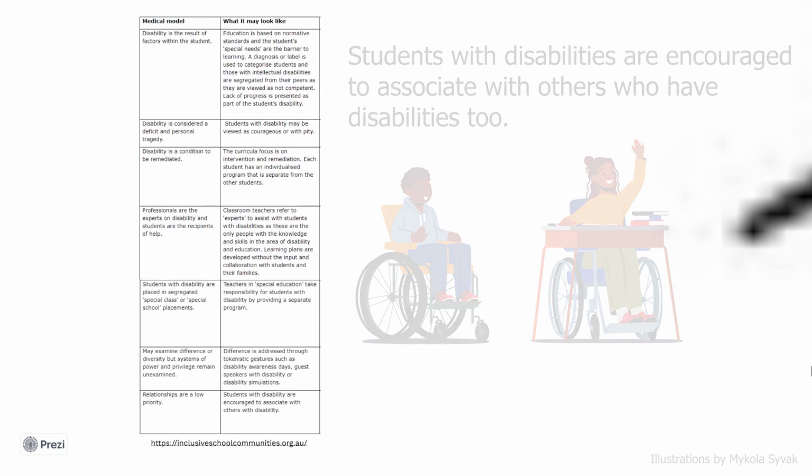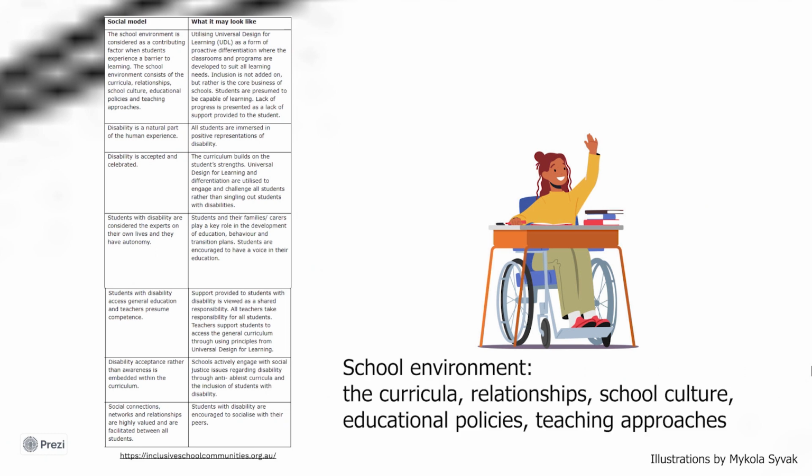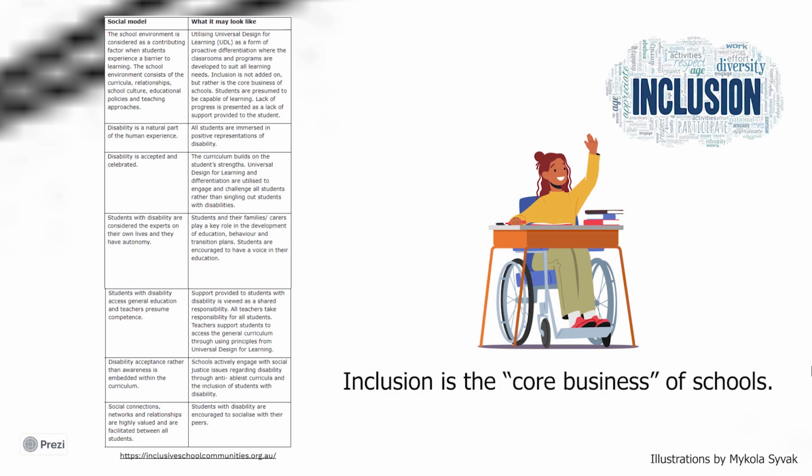Whereas, considering the social model in schools, the school environment is considered as a contributing factor when students experience a barrier to learning. The school environment consists of the curricula, relationships, school culture, educational policies, and teaching approaches. Therefore, proactive differentiation is essential in effective classrooms and programs which are developed to suit all learning needs. Inclusion is not added on, but rather is the core business of schools.